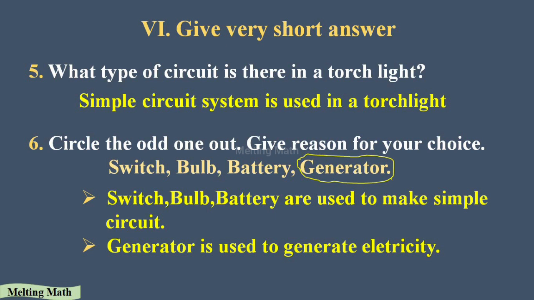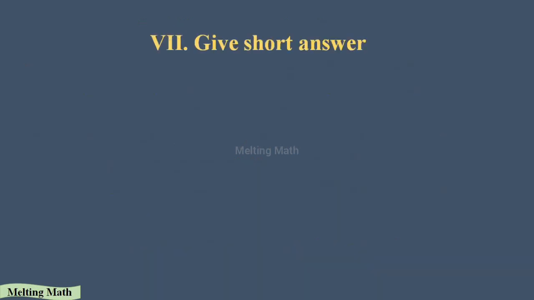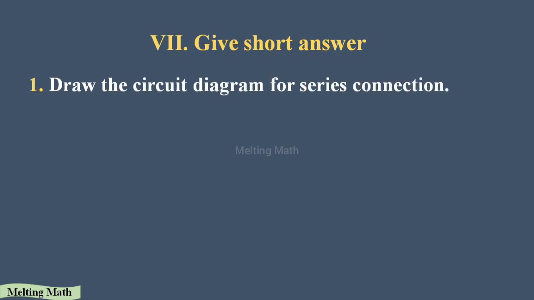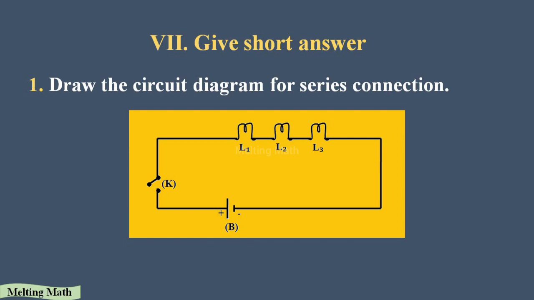Next, see the seventh Roman letter. Give a short answer. Draw the circuit diagram for series connection. This is the circuit diagram for the series connection, the diagrammatic representation of the series connection of the circuit. Here we have bulbs in the series format. We can see here the circuit is an open circuit. We can find it through the key, and the bulb does not glow here.